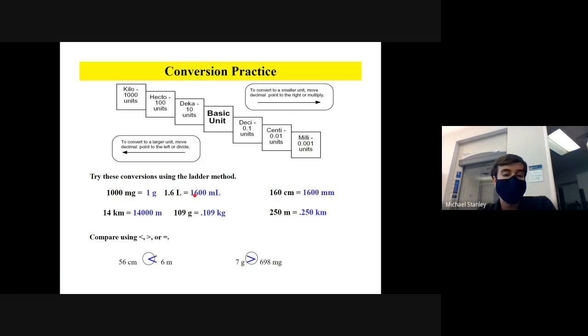So we started off as 1.6, but now after jumping 3 to the right, we have 600 that we fill in. So this is correct. Our final answer here is 1,600 milliliters. 1.6 liters, if we move this decimal point 3 places to the right, gives us 1,600 milliliters.